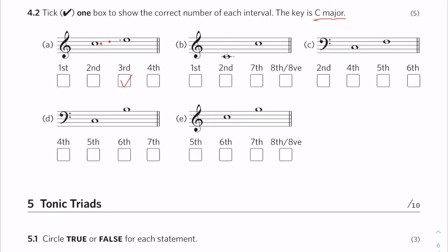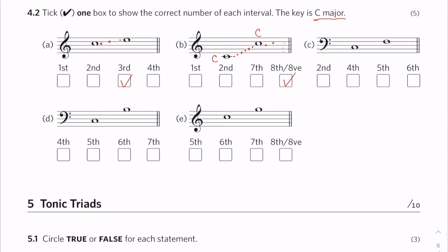Next question, we start from here. 1 is the line, 2 is the space, 3, 4, 5, 6, 7, 8. This is an octave. Okay, you can always double check. This is middle C, and this is F, A, C, so C to C. Yes, it is an octave.